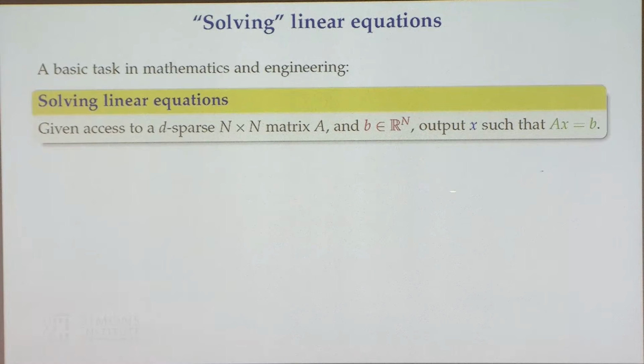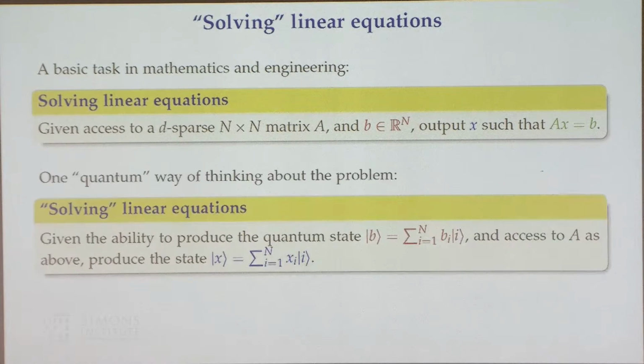So, the basic problem we might think about is we're given a matrix A and a vector B, and we want to output X such that AX equals B. And quantumly, we can think of this as follows. We imagine we've got the ability to produce a quantum state corresponding to B, like a superposition corresponding to B. And we have the ability to query entries of the matrix A.